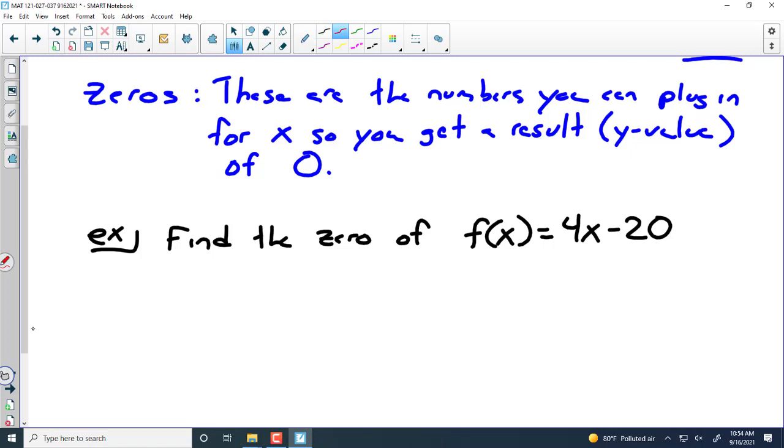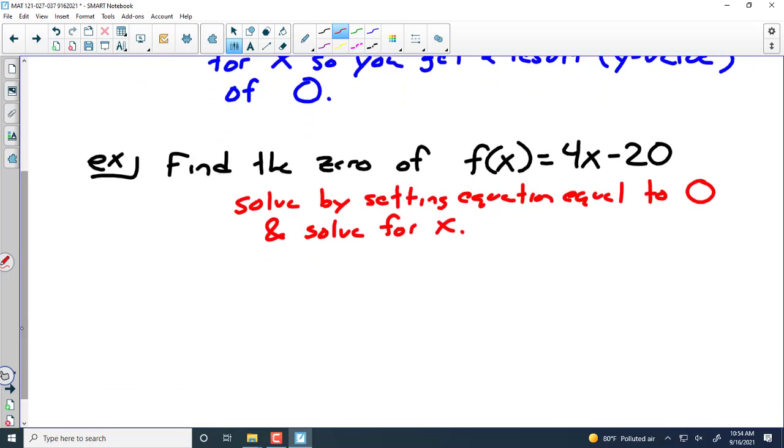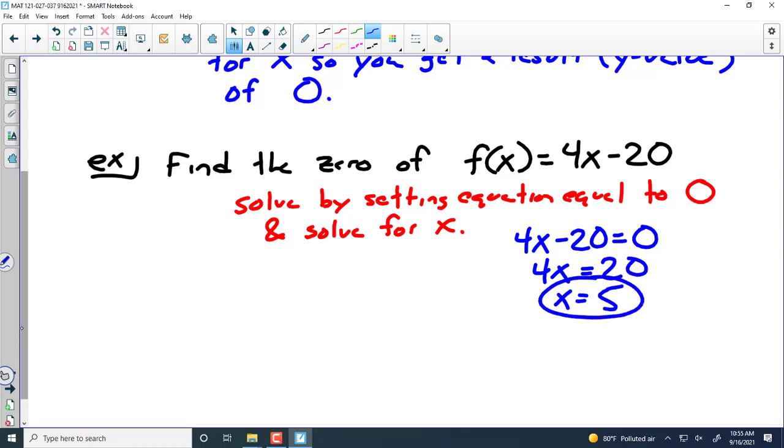So the way we would solve that is we'd set the equation equal to 0 and solve for X. That's how you find the zeros. You set the equation equal to 0 and you solve for X. So 4x minus 20 equals 0, 4x equals 20, x equals 5. 5 is the 0 of that equation. It is the number you can plug into that equation to get a result of 0.